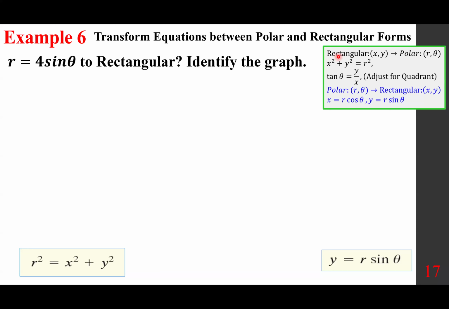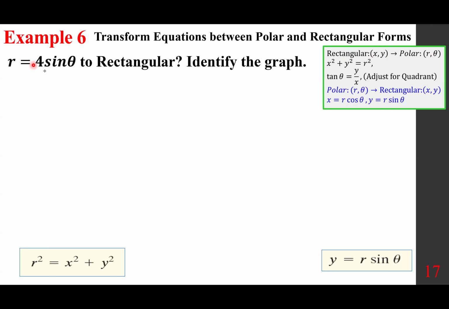Number one, when we want to go from rectangular, which is x comma y, to polar, which is r comma theta, we need to remember x squared plus y squared equals r squared. Tan theta is y over x. Always adjust for the quadrant. Polar, which is r comma theta. If you want to go to rectangular, remember x is r cosine theta, y equals r sine theta.